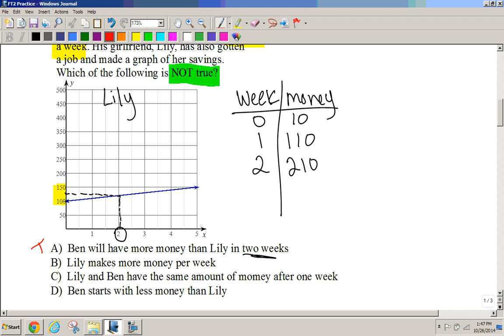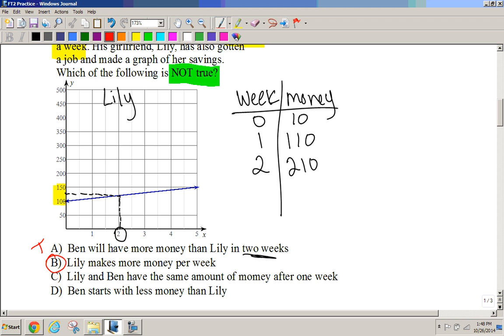Lily makes more money per week. Well, if she only went from 100 to 120 after 2 weeks, she's not making very much per week. And we already know that Ben's making 100 per week. So that one's definitely false. That's not true. That's going to be our answer choice, okay?